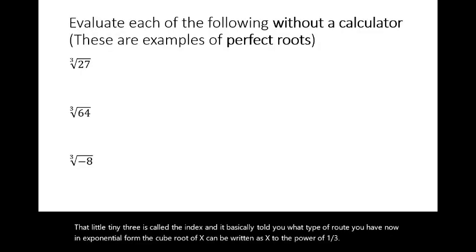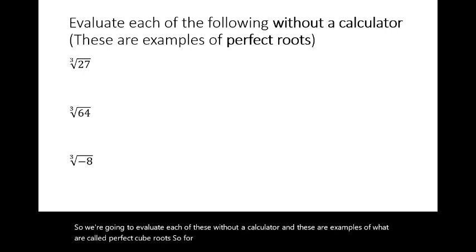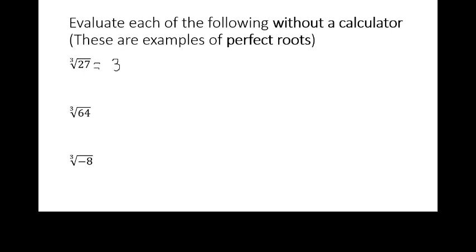So we're going to evaluate each of these without a calculator, and these are examples of what are called perfect cube roots. For the cube root of 27, what we are asking ourselves is, what number times itself 3 times gives us 27? Well, 3 times itself 3 times gives us 27, so the cube root of 27 is equal to 3. Then for the cube root of 64, what you are asking yourself is what number times itself 3 times gives me 64, which is 4.